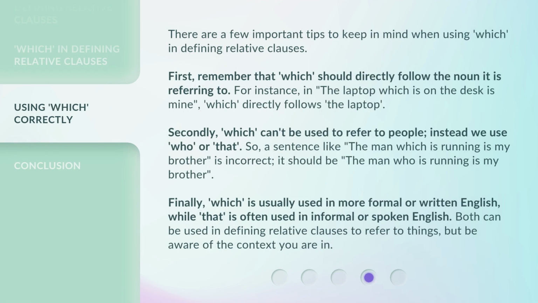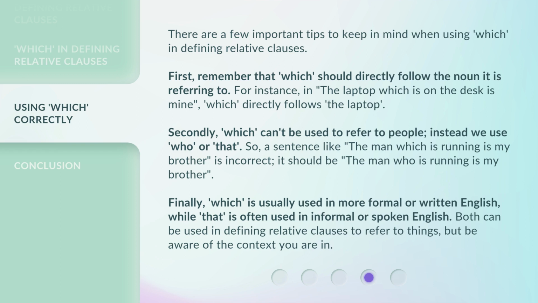There are a few important tips to keep in mind when using which in defining relative clauses. First, remember that which should directly follow the noun it is referring to. For instance, in the laptop which is on the desk is mine, which directly follows the laptop.